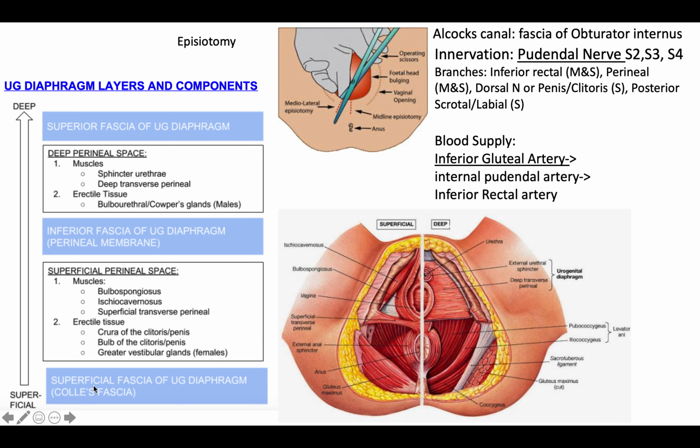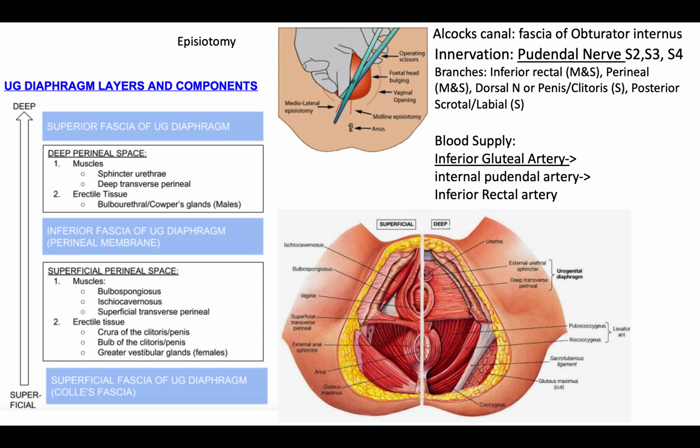I included this figure here because it does a great job of summarizing what fascia and what is contained in each of these layers. So you have three different fascias separating these things, starting superficial to deep. Your superficial one, of the urogenital triangle and your anal triangle, is going to be your Colles fascia, or the superficial fascia. Okay, so once you get through that fascia, you are now in the superficial perineal space.